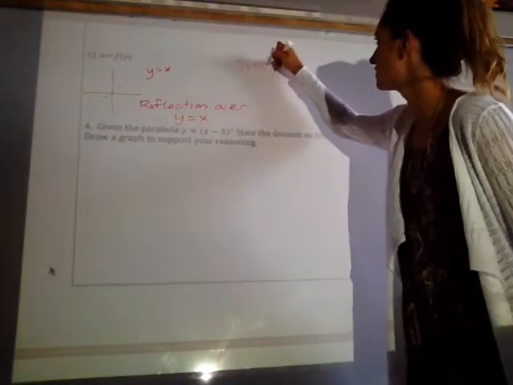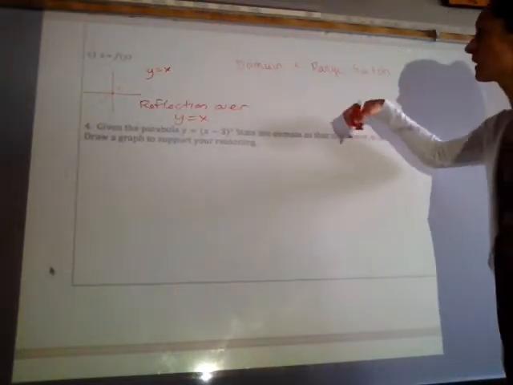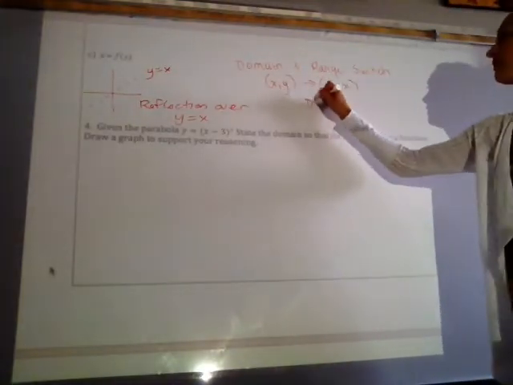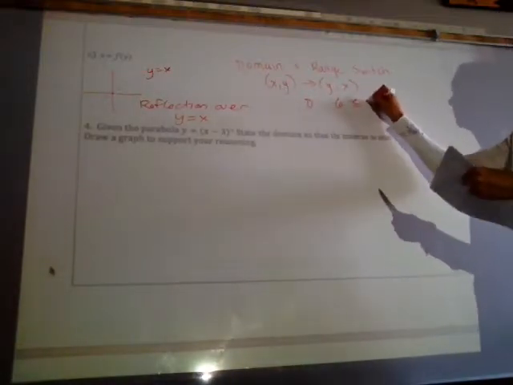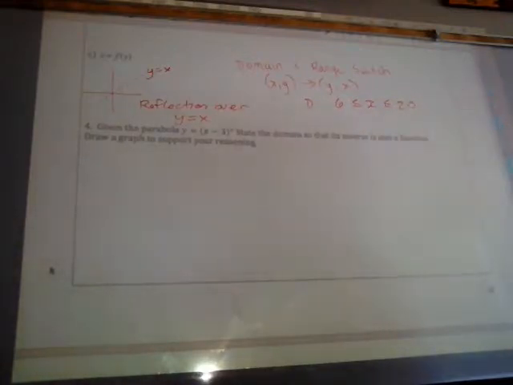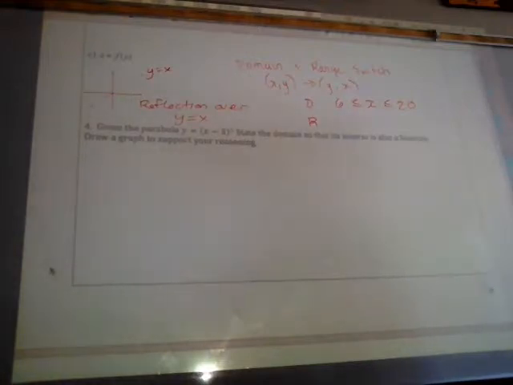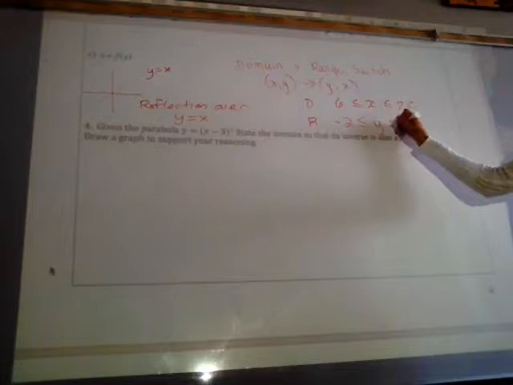So in this one, domain and range switch. Okay, just like with our point mapping, (x, y) goes to (y, x). So our domain will now be the range. The original range was 6 to 20. So now instead of a y in there, we're putting an x. Okay, and the range is going to now be the original domain. The domain was negative 2 to 8. So now the y values will go from negative 2 to 8.